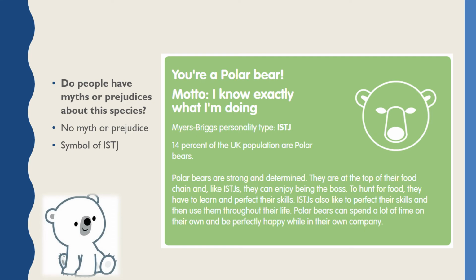To hunt for food, they have to learn and perfect their skills. ISTJs also like to perfect their skills and then use them throughout their life. Polar bears can spend a lot of time on their own and be perfectly happy in their own company.